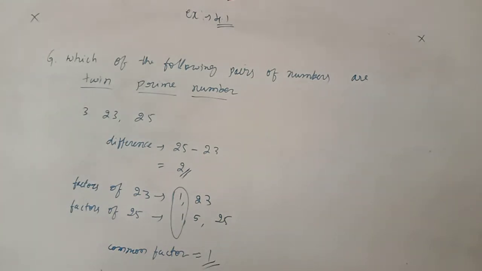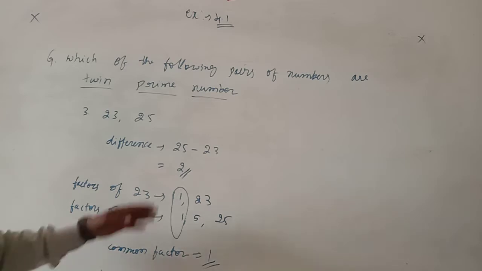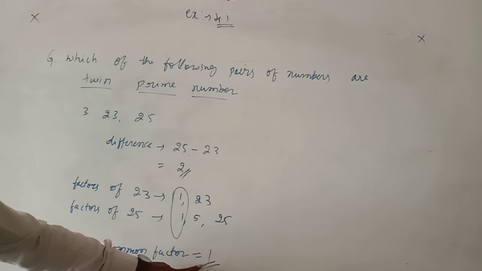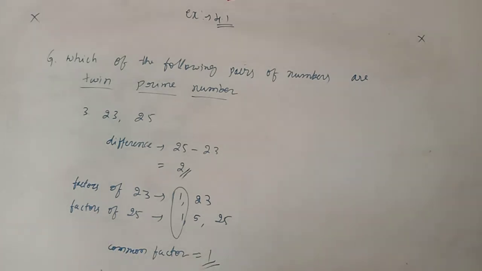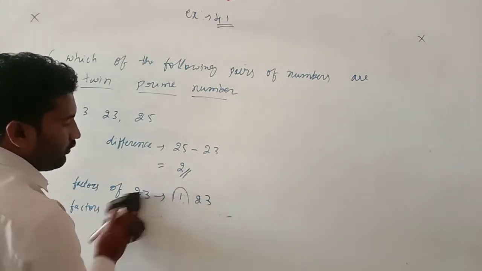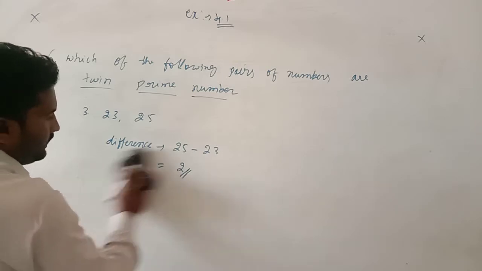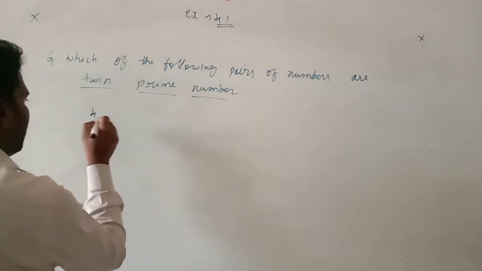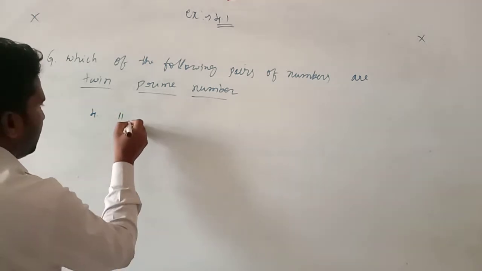Okay, now we can decide the numbers are twin, because the difference between both is 2 and the common factor is 1. So we can decide the numbers are twin. Another pair is 11 and 13. That is for homework. Fourth one: there is only one, that is 11 and 13.